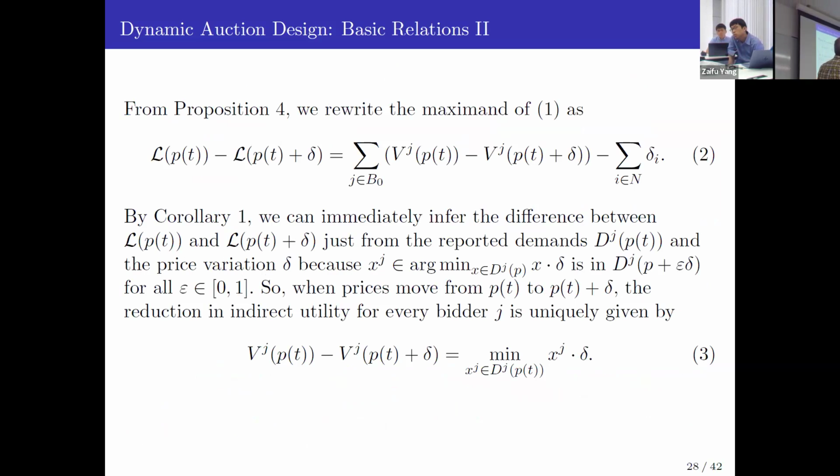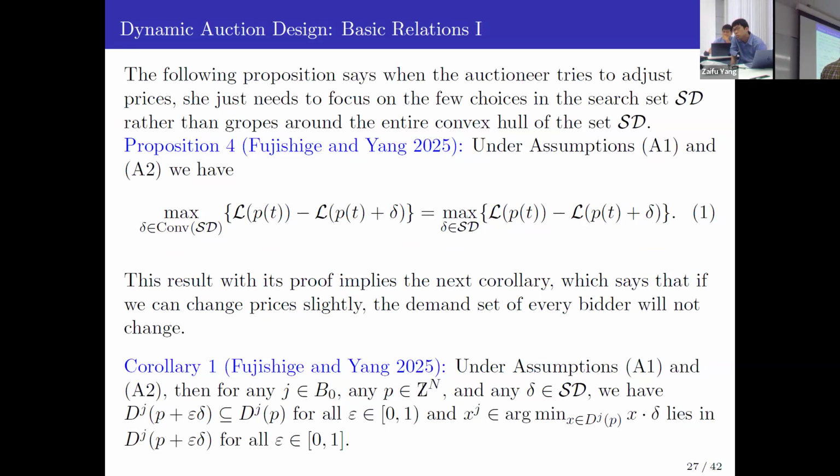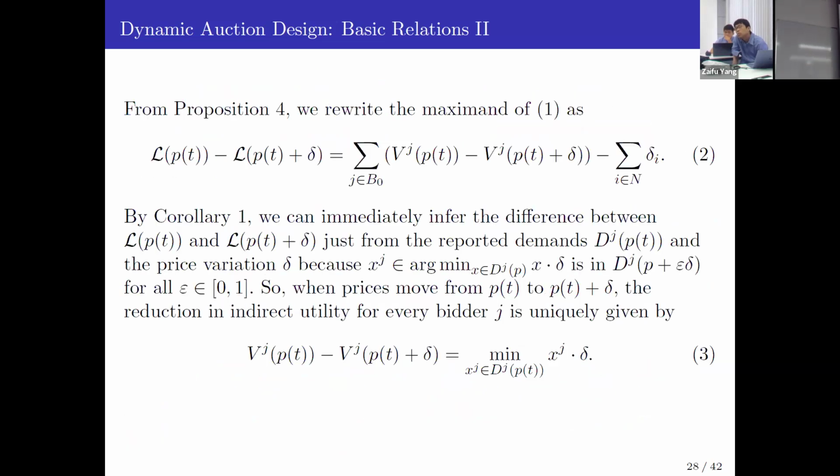Now look at the first, the maximum amount. So this one. So just look at this max amount. Now, if we expand this one, you have this one by definition. Okay, and now use corollary one. Then we have this one xj. So xj is optimal at price pt, and this is also optimal at price p plus epsilon delta including 1.